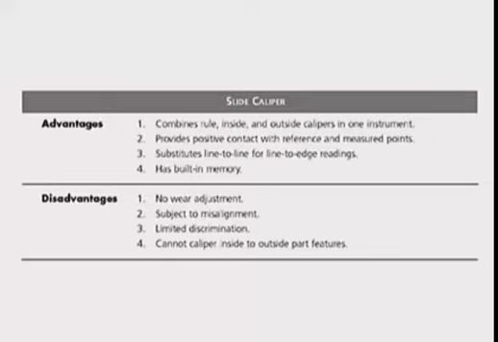It provides positive contact with the reference and the measured points. It substitutes line to line for line to edge readings. It has built-in memory. The disadvantages: there's no wear adjustment. If it wears too much, you have to throw it away. It's subject to misalignment. You have to make sure visually that the scale is in line with the measurement. There's limited discrimination, and you cannot caliper inside to outside part features with the slide caliper.